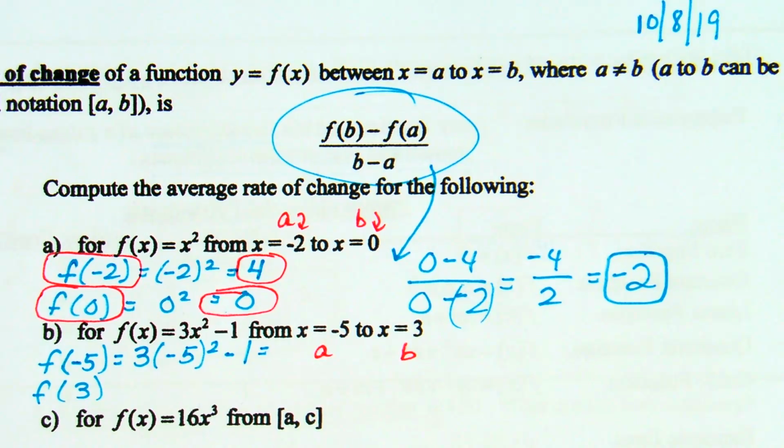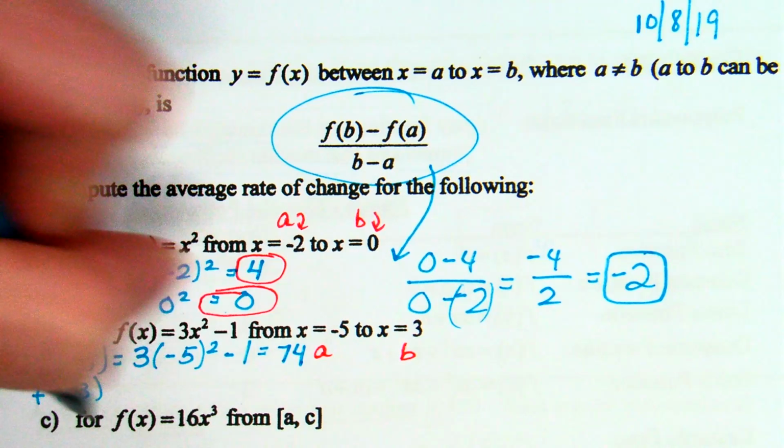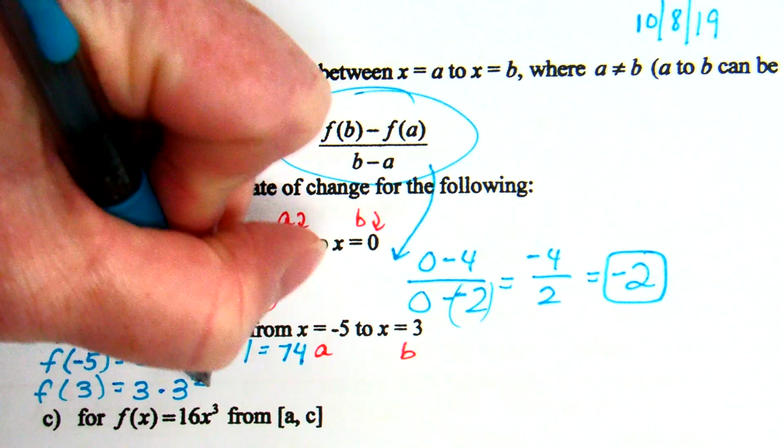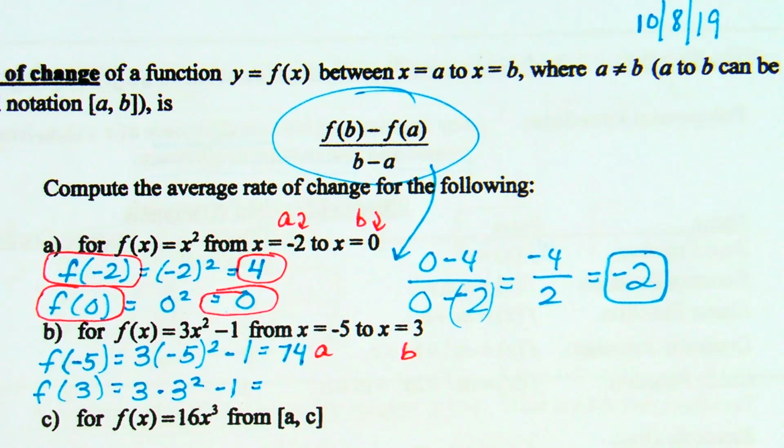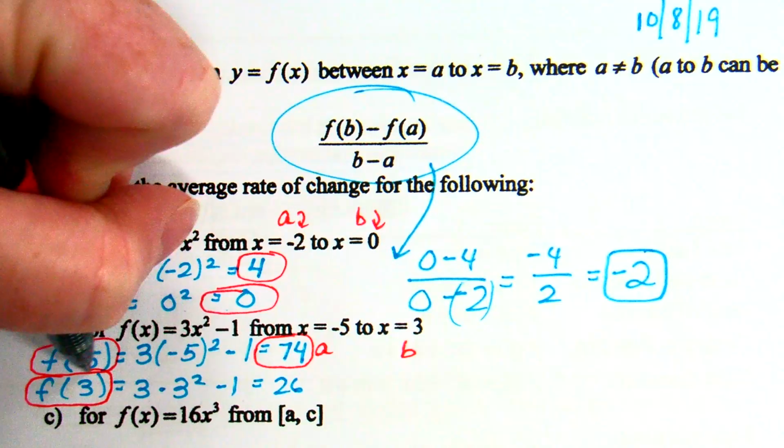So negative 5 squared is 25, times 3 is 75, minus 1 is 74. Plug in 3. So now I'm doing 3 times 3 squared minus 1. 3 squared is 9, times 3 is 27, minus 1 is 26. So I just found f of negative 5 to equal 74. I found f of 3 to equal 26.